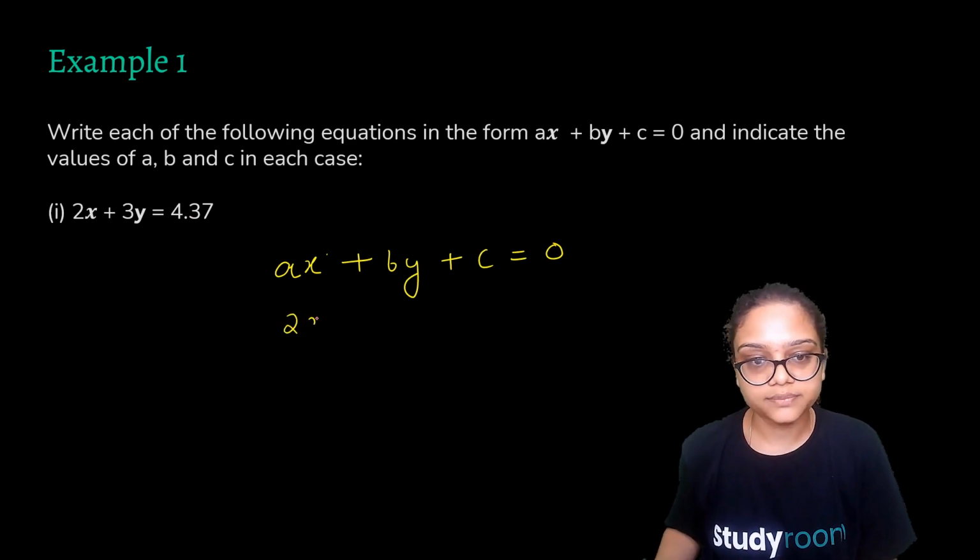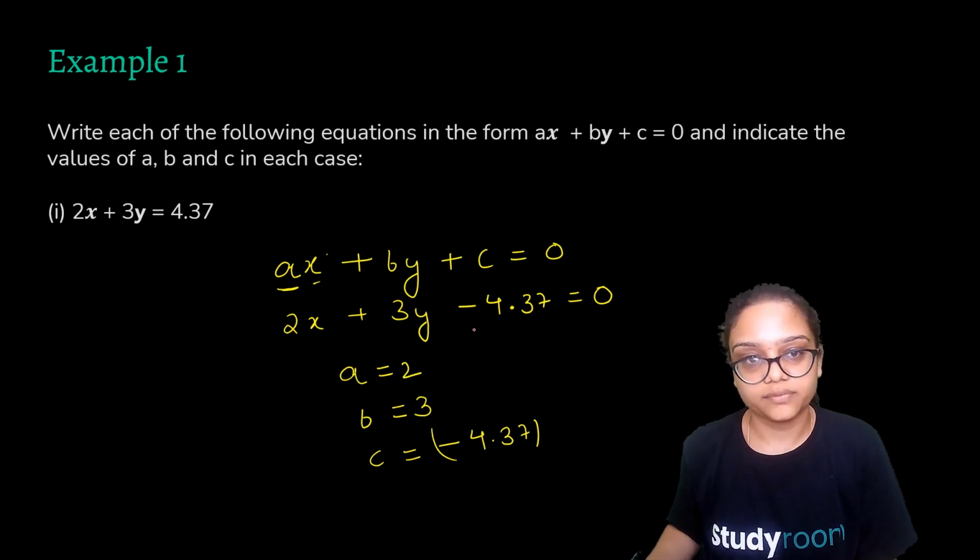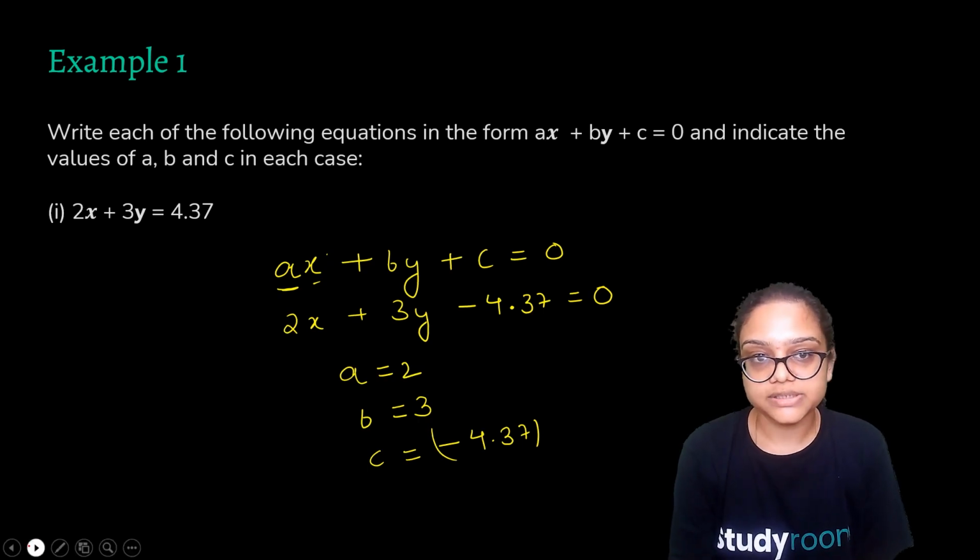So 2x plus 3y, when it comes to the left hand side, it will be minus, equals 0. Now keep on comparing. The constant with x is known as a, so in this case a will be 2. Similarly, the constant with y is called b, so b will be 3. And the other constant, which is without any variable, is c. Since c is denoted with plus here, we'll take the whole with a negative sign. I hope the question is clear to you.